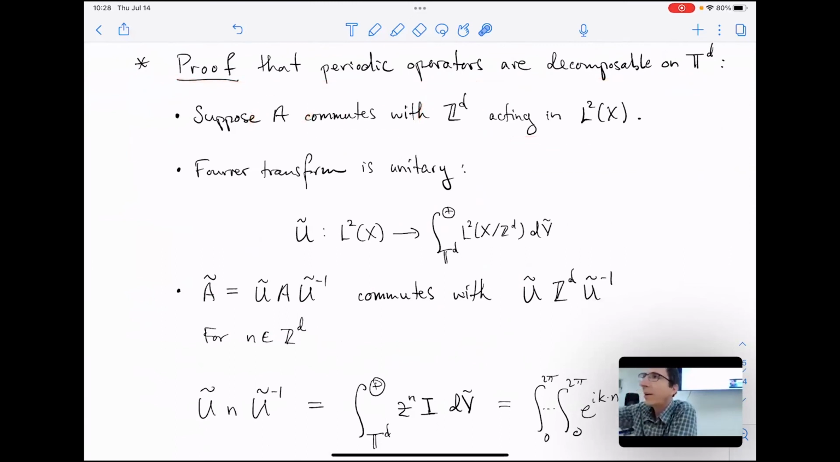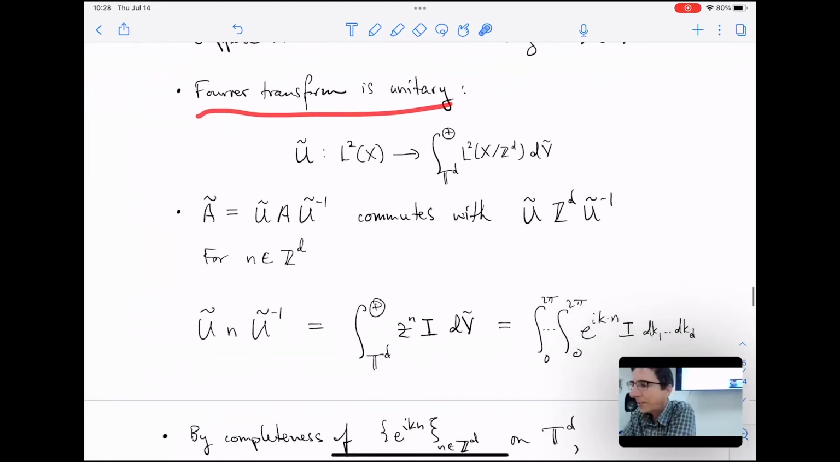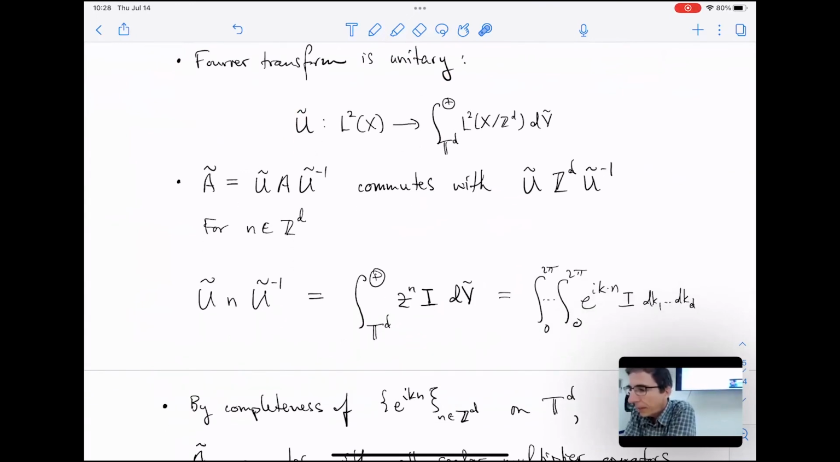That means it's periodic. The Fourier transform is unitary. We already know that. I already showed you that. And the tilde means you go to the periodic part. Now, let's say that we conjugate A by the Fourier transform. So we look at how A acts under the Fourier transform. It means start in the Fourier variable, go back to x, apply A, and come back to the Fourier transform. So since A commutes with the Z^d action, in the Fourier variable the A tilde will commute with these.